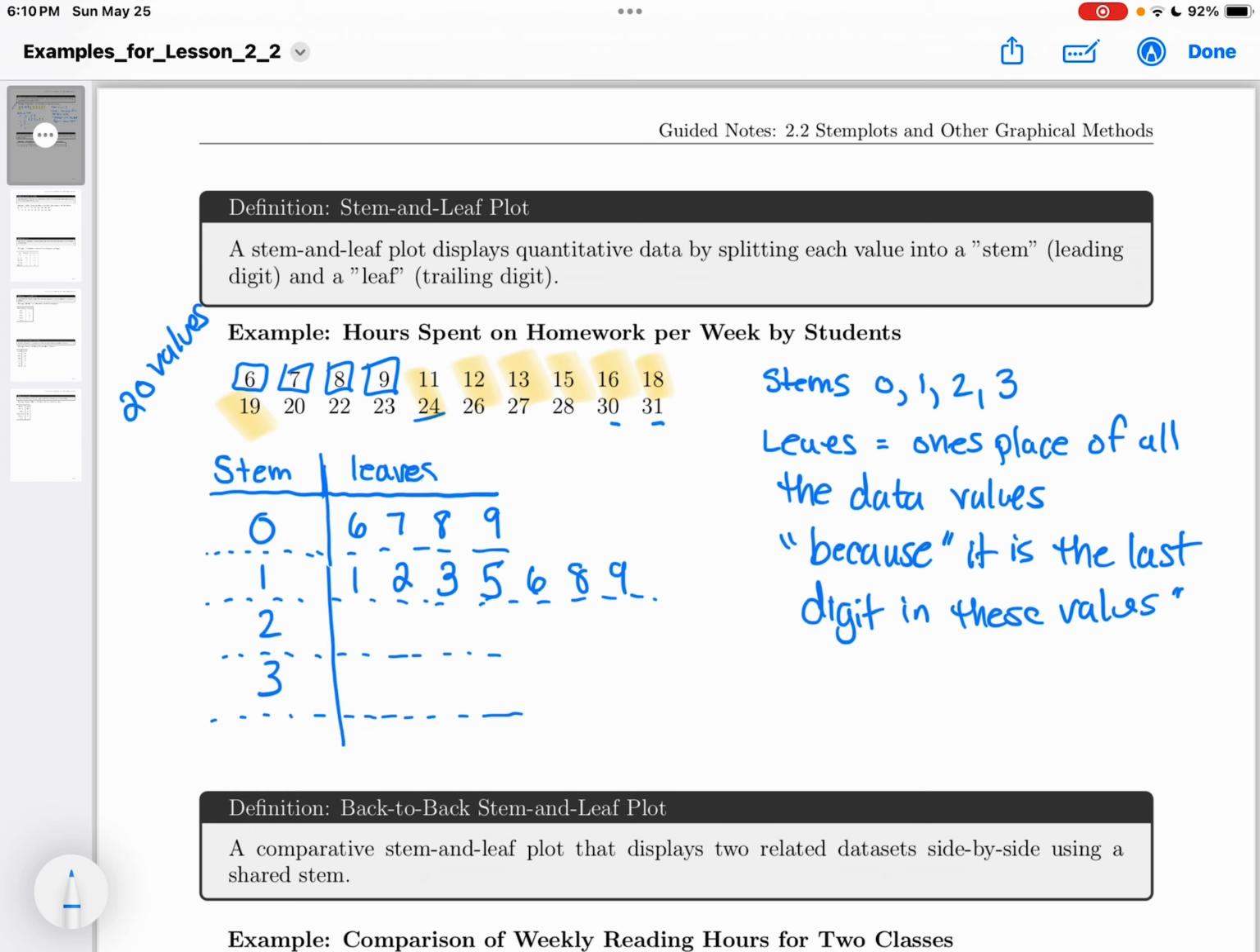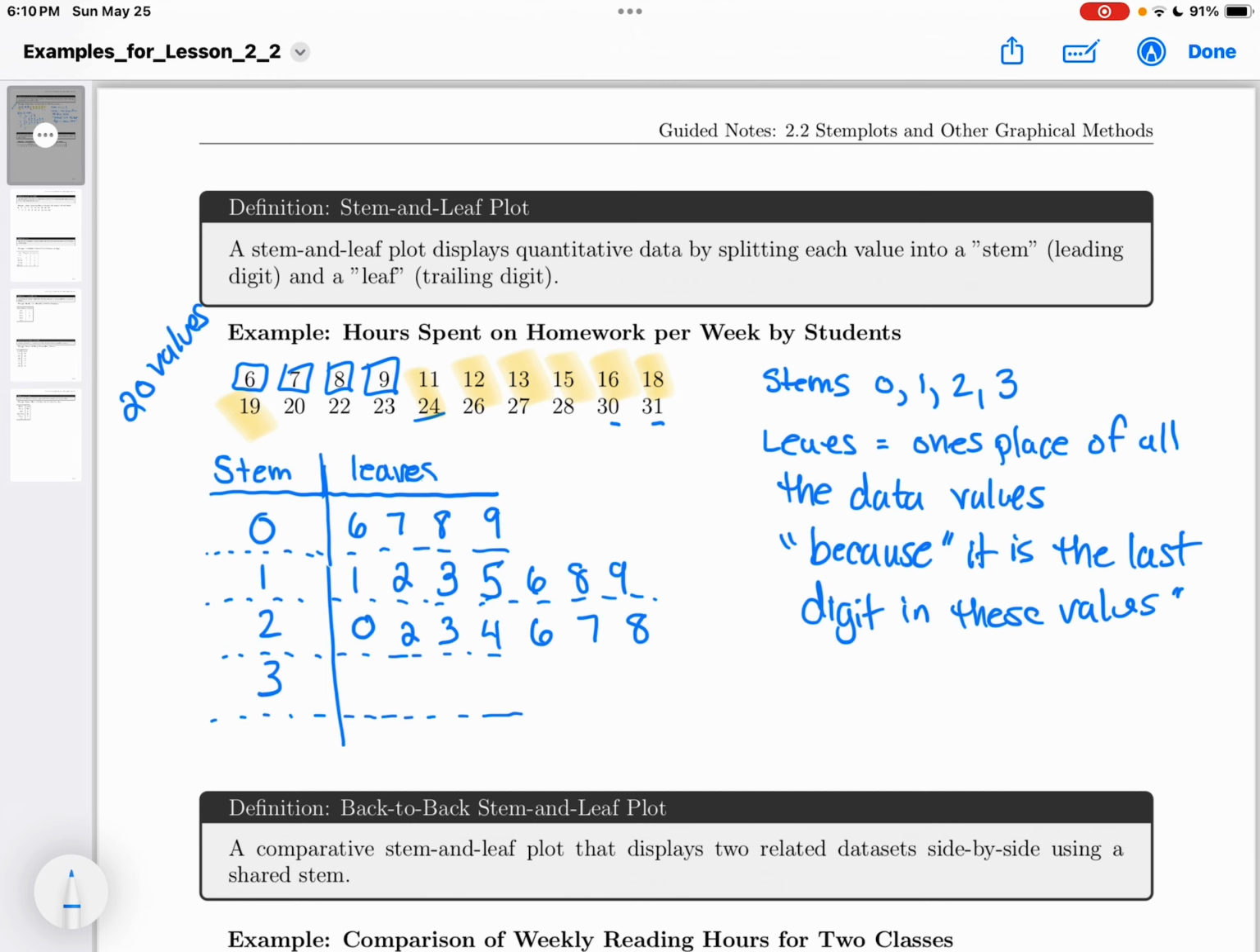Now, for anything in the 20s, we have a stem of 2. So we have 20. So that means I have 2 and then 0. So that 0 represents the number 20, a stem of 2 and a leaf of 0. Then I have a 22, a 23, a 24, 6, 7, and 8.